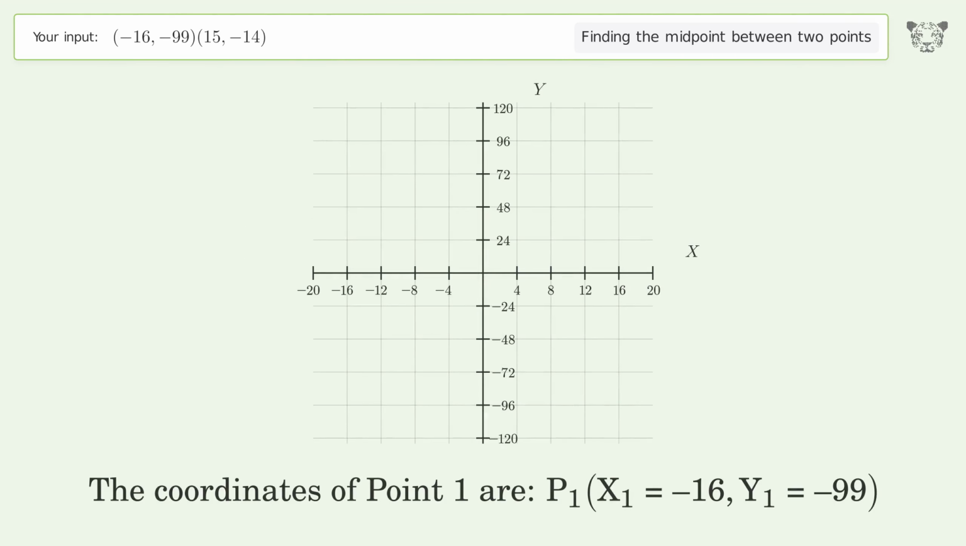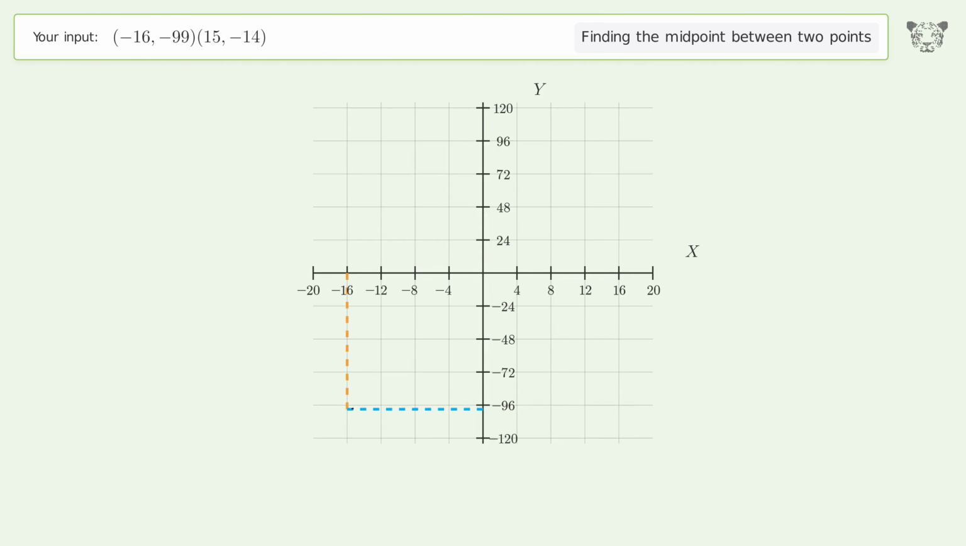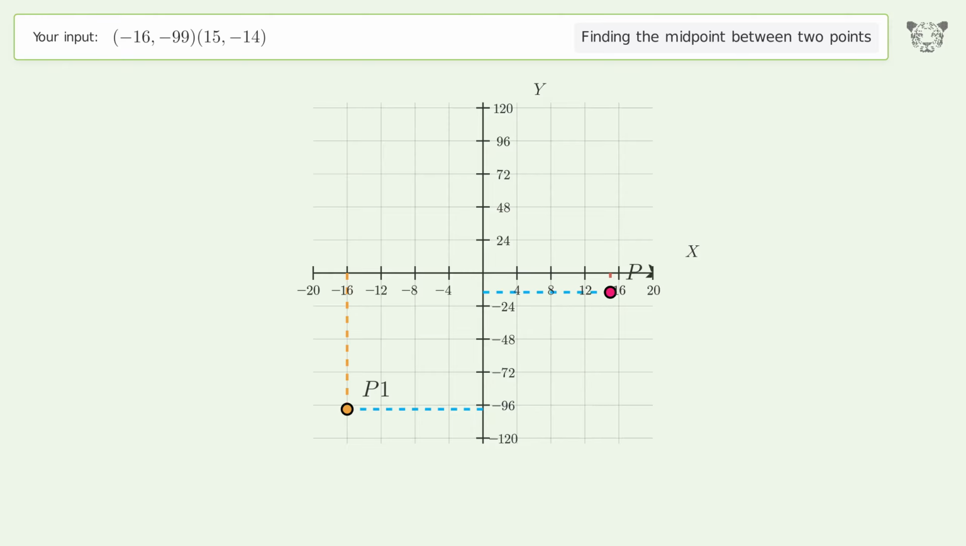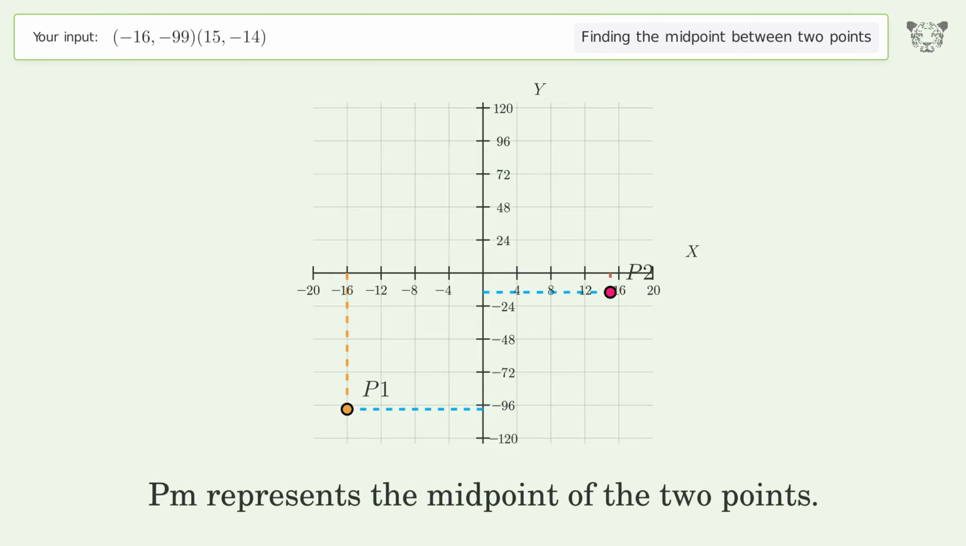The coordinates of point 1 are, x1 equals negative 16, y1 equals negative 99. The coordinates of point 2 are, x2 equals 15, y2 equals negative 14. PM represents the midpoint of the 2 points.